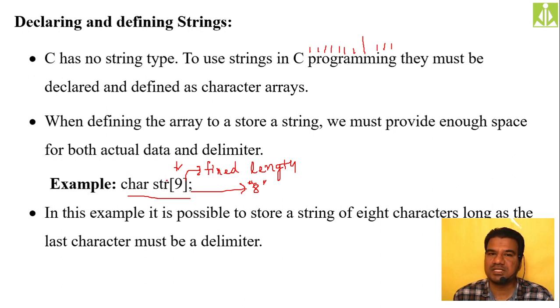Because we need the last character, the ninth, the index value 8, to store the delimiter. That's the reason why, if you make the size too small, we cannot accommodate the big size words, and if you make the size too big, we are wasting the memory.